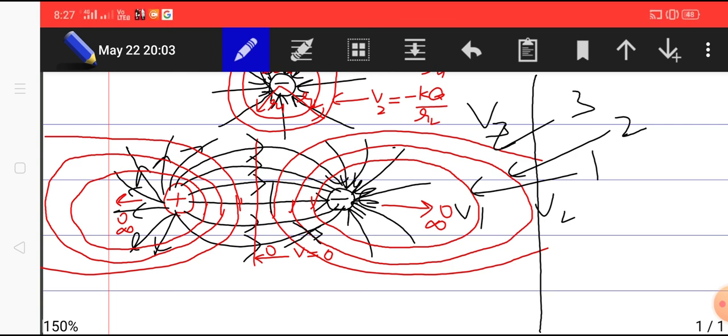For the negative charge, this is going to be the negative potential. For the positive charge, this is going to be the positive potential. And the center line is at zero. Okay, so that was all about today's lecture. Then in the next lecture we'll discuss in the same manner.